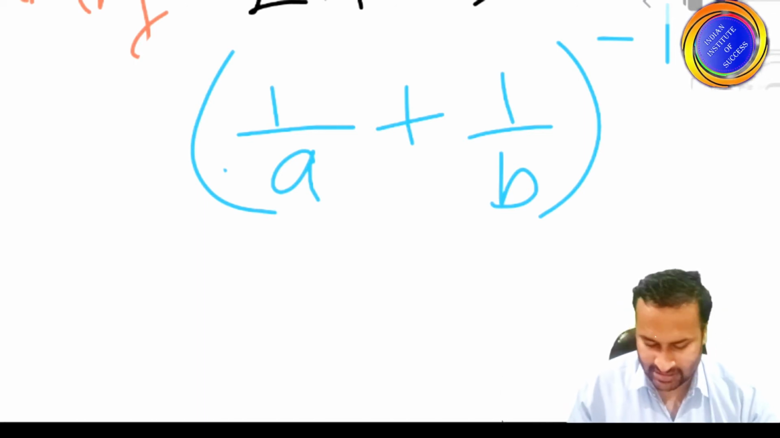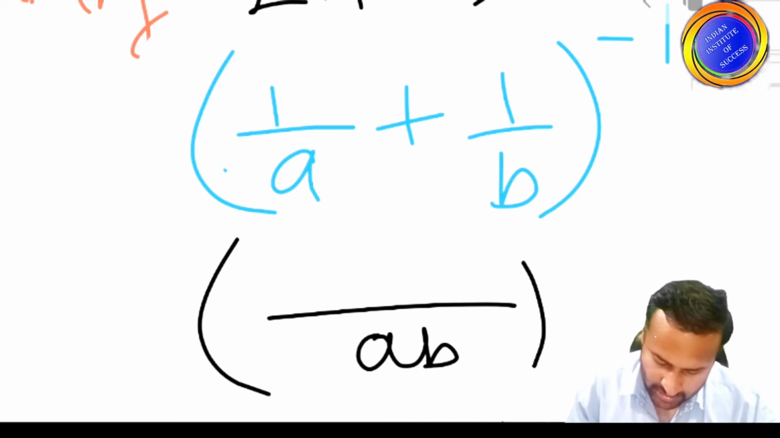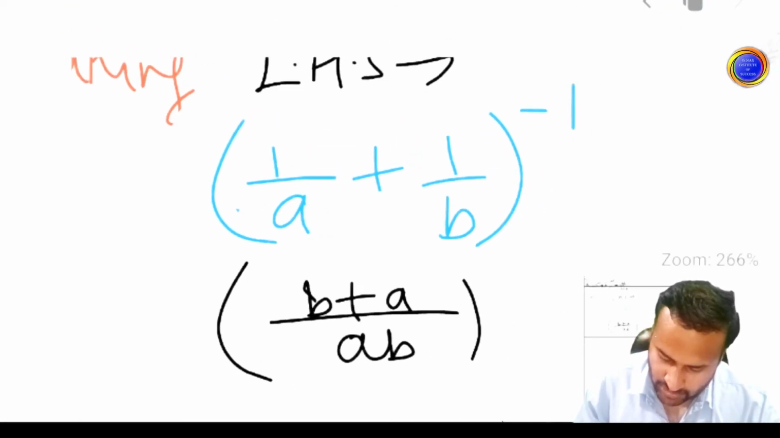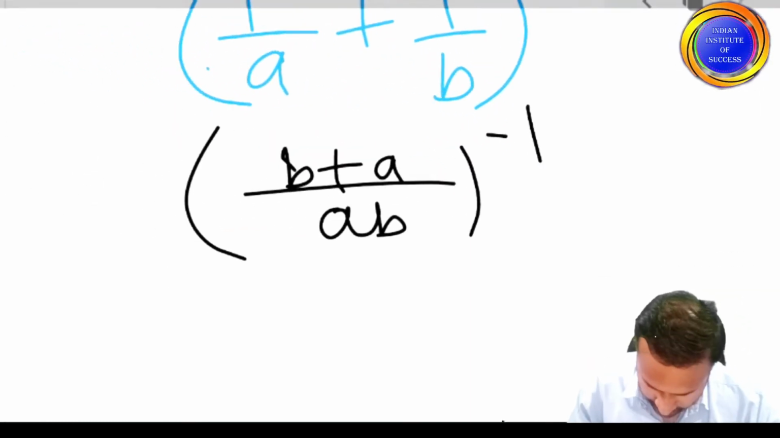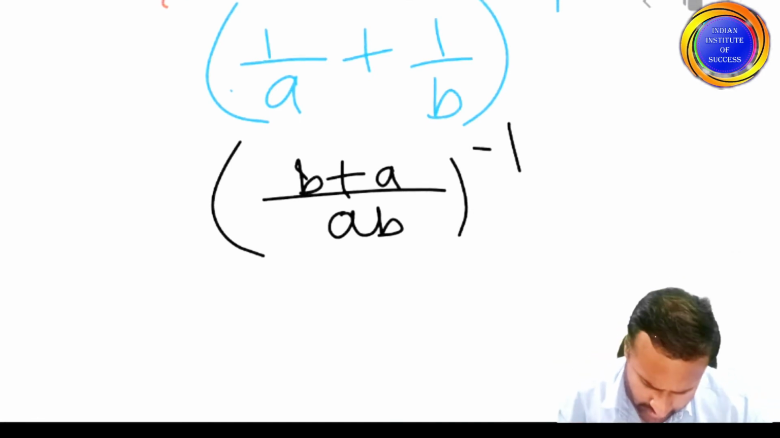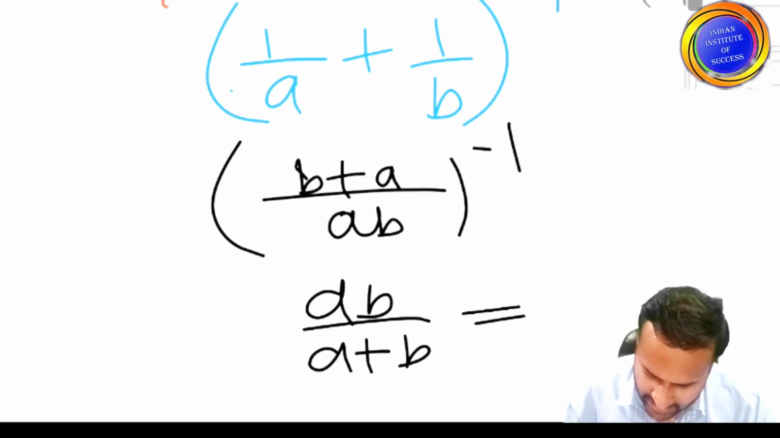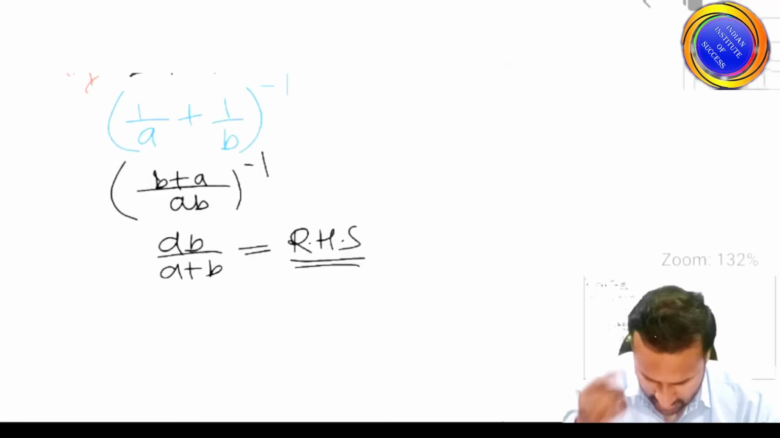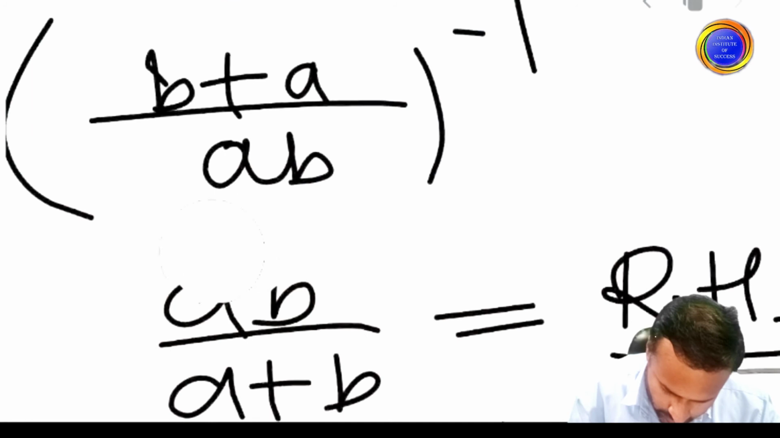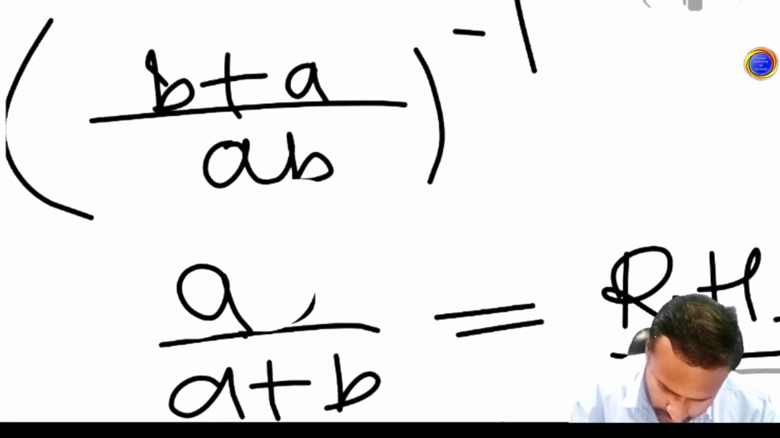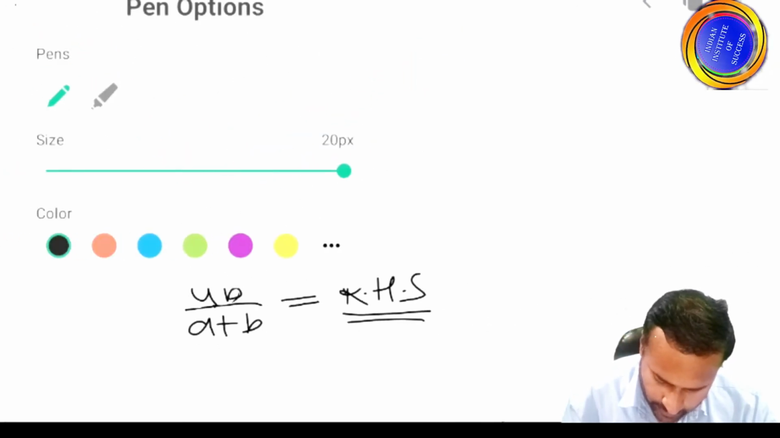First we will take the LCM, it is better. So ab will come in the denominator, then b plus a in the numerator, whole raised to power minus 1. After taking the LCM we just take the reciprocal of the fraction, so it will become ab upon a plus b. This is RHS, hence proved. I hope you understood this. So this is the answer.